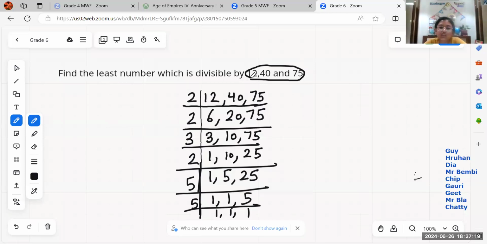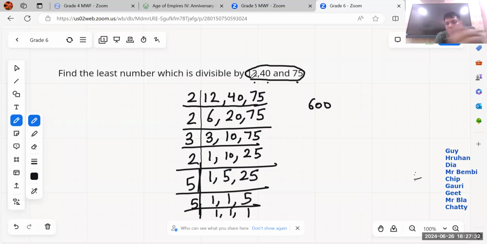I took out the LCM, but I did not understand how 600 is the answer of the question. Beta, a number smaller than 600 cannot be divisible by all three. I thought it would be a number like 3, that 12 is also divisible by 3, 75 is also divisible by 3. But it is not divisible by all the three numbers. It has to be divisible by all the three numbers.